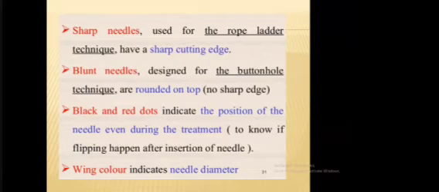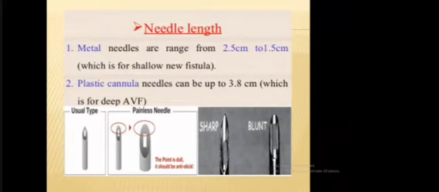The black and red dot indicate the position of the needle even during the treatment. The wing color indicates the needle diameter. So this is the length of the needle. You can see the difference in length between the metal and plastic cannula. The metal needle's length is 1.5 to 2.5 centimeter. The plastic cannula length is 3.8 centimeter for deep AVF cannulation.